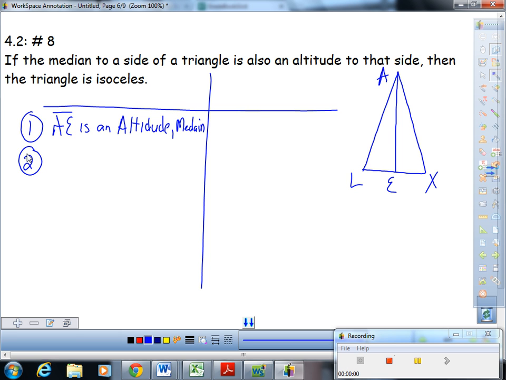So we can deduce that LE is congruent to XE, or EX, it doesn't matter. And Quinn, what will our reason be for that? That's right.